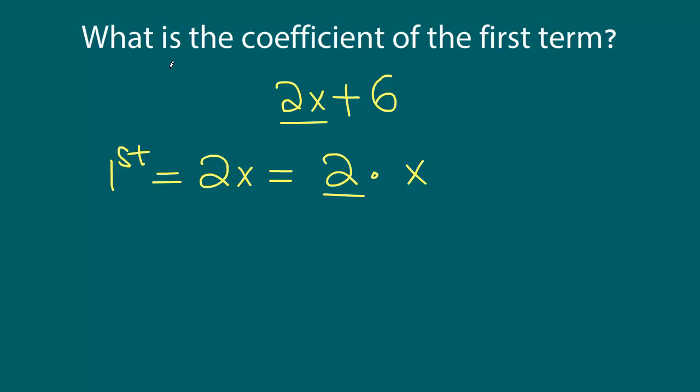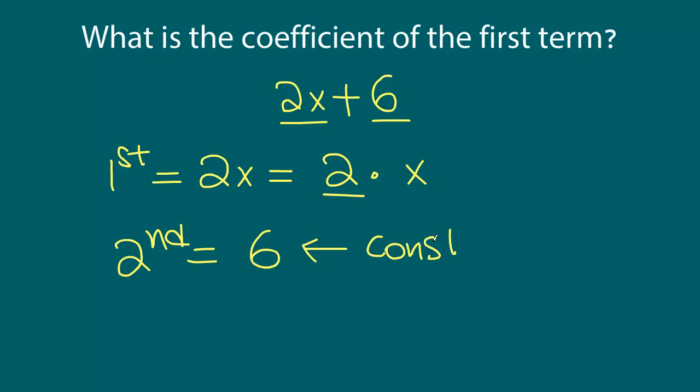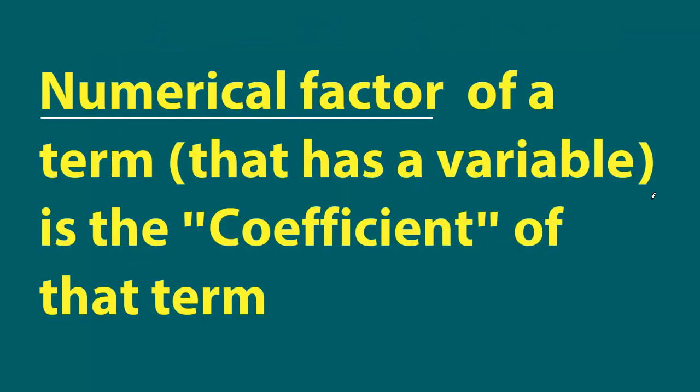Now, if we were asked, what is the coefficient of the second term? The second term clearly is 6. Can we find the coefficient? We cannot, because this is a constant term. There is no variable part to this term. So we refer to such terms as constant terms, and constant terms are terms that do not change. For constant terms, we cannot find the coefficient. Coefficient is applicable only for terms that contain a variable, right?